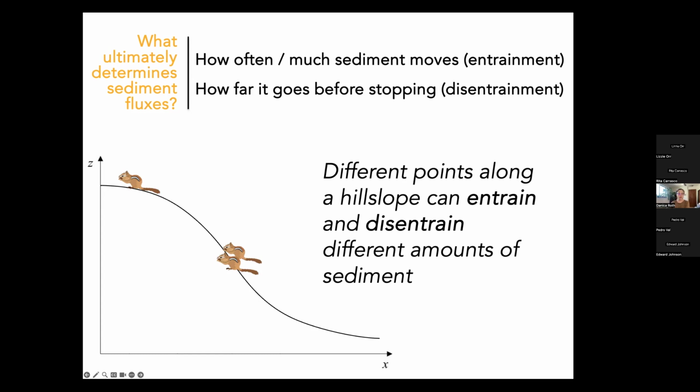And these things can entrain and disentrain material at different rates along the hillslope. So for example, higher rates of burrowing in one location might entrain more material down here. Can you see my mouse? Yeah, good. Down here than upslope.